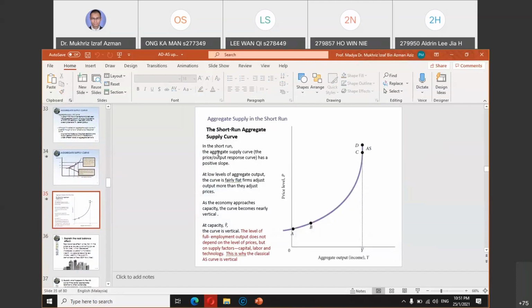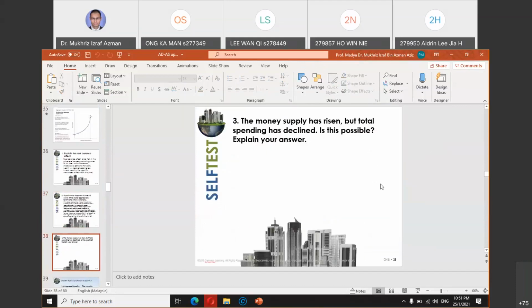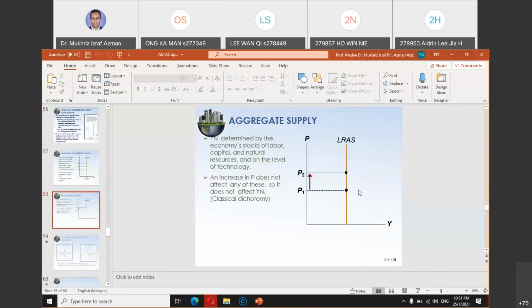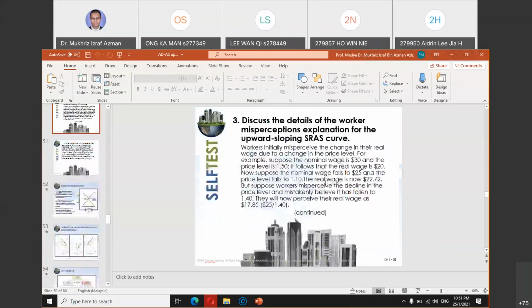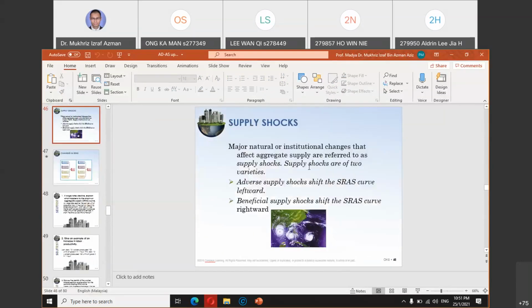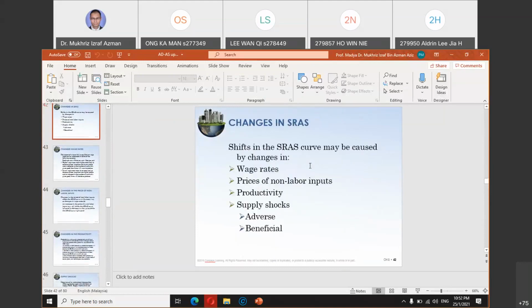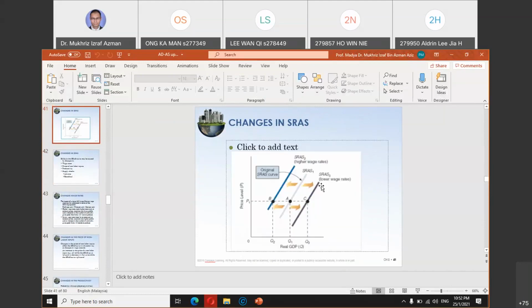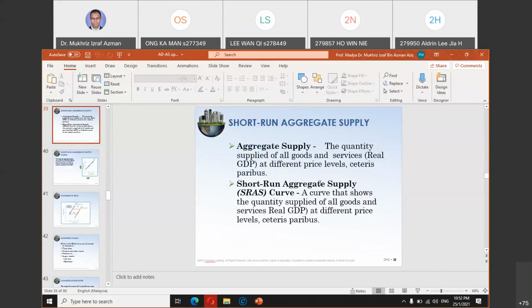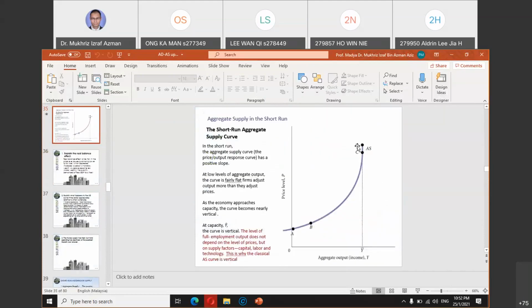And then you have the short run supply curve versus the long run supply curve. Short run is upward sloping, and the long run supply curve is basically vertical. So why is it vertical in the long run, versus why is it upward sloping in the short run? No need to go into too much detail, because we don't really discuss this part too much. As long as you can differentiate that the short run is upward sloping.